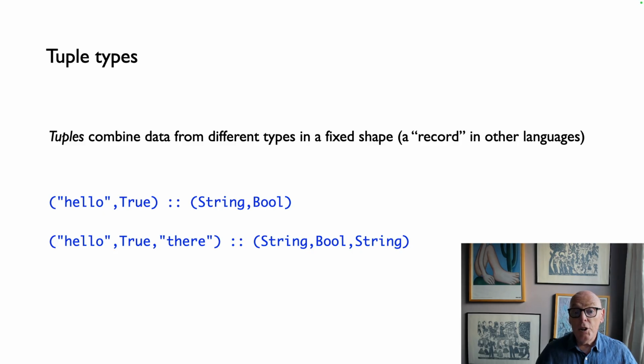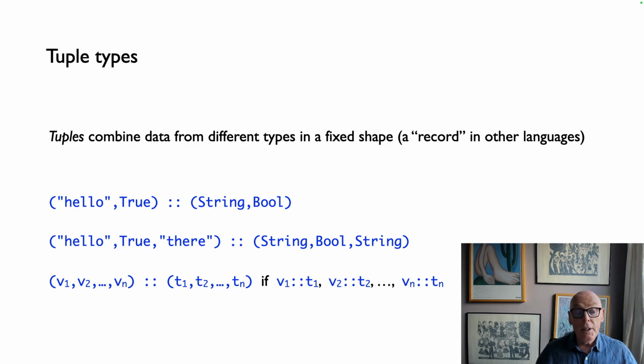And in general, a tuple will have n elements, and if the elements v1, v2 up to vn are of type t1, t2 up to tn, then the tuple containing v1, v2 up to vn is of tuple type t1, t2 up to tn. And so tuples have that general form. They are a record, a thing of a given size, where we know precisely the type of each component in each slot, as it were.